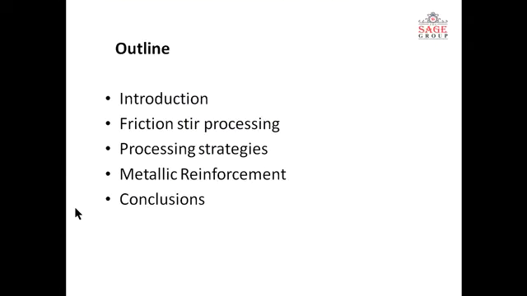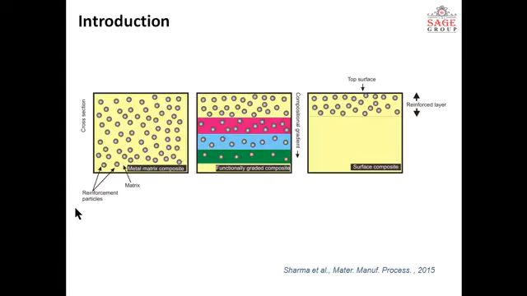So, the outline of my presentation covers introduction, friction stir processing, processing strategies, metallic reinforcement, and at last conclusion. So, the basic of composite, or what is the composite, is simply a mixture of two or more materials. This is a very simple definition of the metal matrix composites.